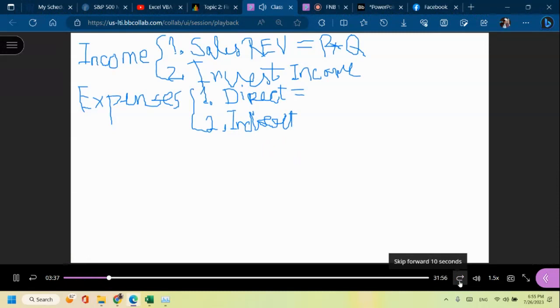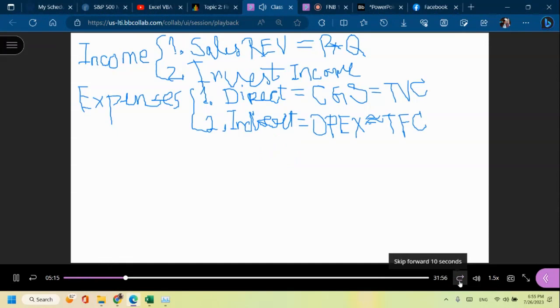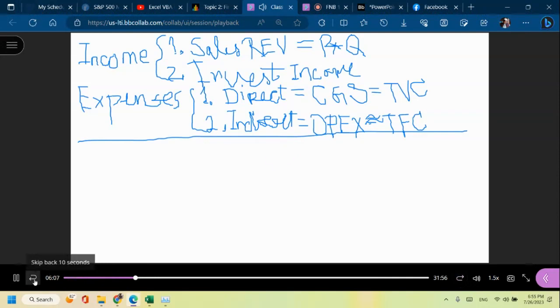The second one is cost of goods sold. It's also called total variable cost, which is very well defined in microeconomics. It's the cost of capital, labor, and raw material in production, or factors of production, right? And what is the direct cost?